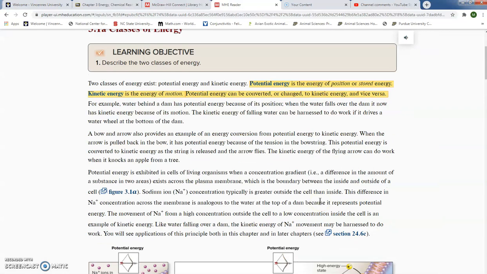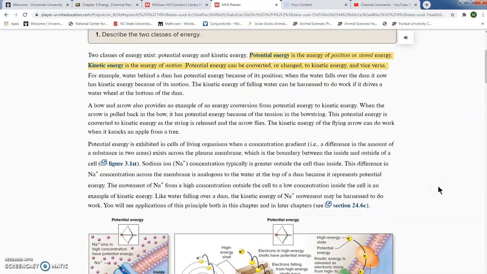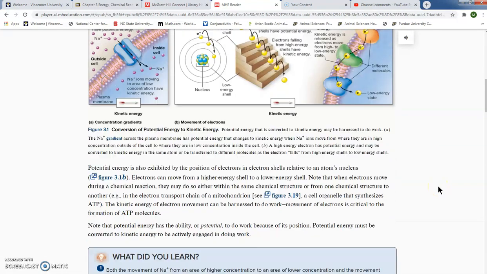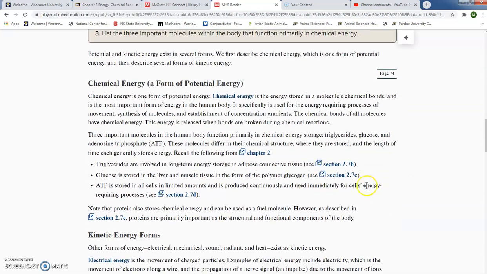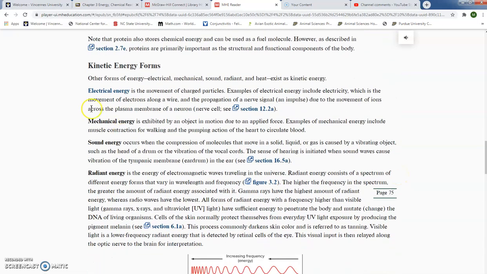Okay, so let's see what they have to say, and then we'll give you some more examples too. Then there's our kinetic energy. There's a little list of it. So here's chemical energy. That's our example of potential energy. And then for the kinetic energy, we talked about mechanical energy, which is any energy that's exhibited by an object in motion. I usually use the term muscle contraction, but there are some other examples too, like the pumping action of the heart. That still involves muscles though.